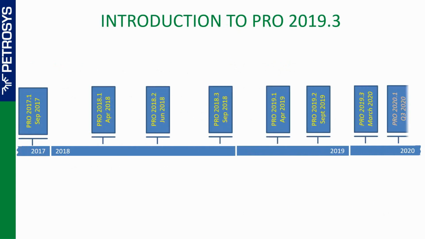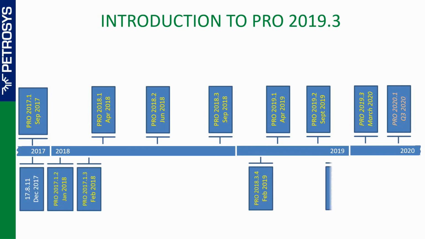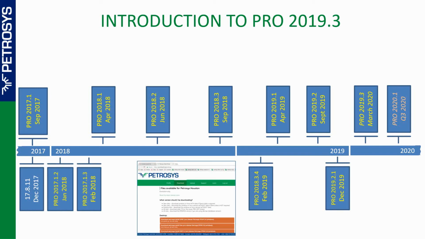So this is the timeline of releases. This current release, Petrosys PRO 2019.3, was released in March 2020. If you've noticed, we make an important effort to do meaningful releases that are useful to our users. Our next major release will be Petrosys PRO 2020, and we're planning to release it sometime in Q3 of this year.